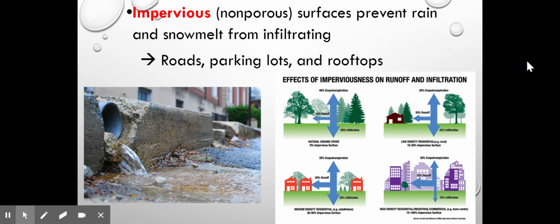But if I've got impervious surfaces, which are non-porous, they prevent rain and snowmelt from going in. So that's roads, parking lots, and rooftops, which would not allow rain to infiltrate and percolate as much as you would if you had natural surfaces.